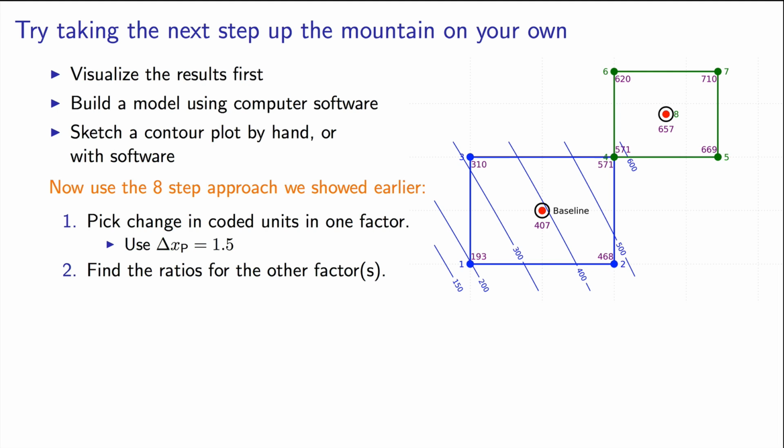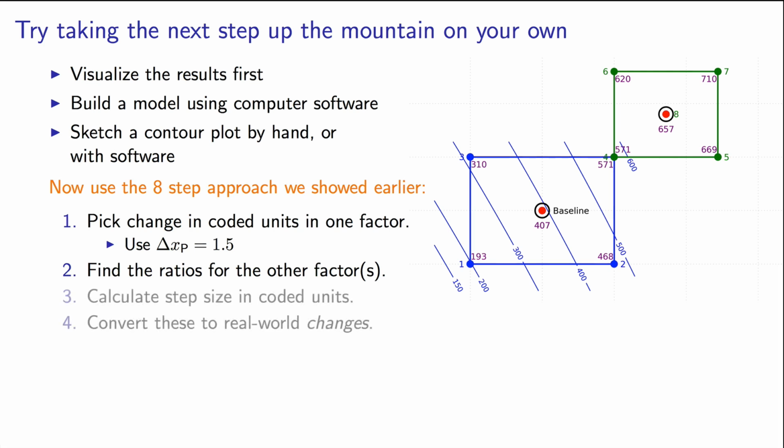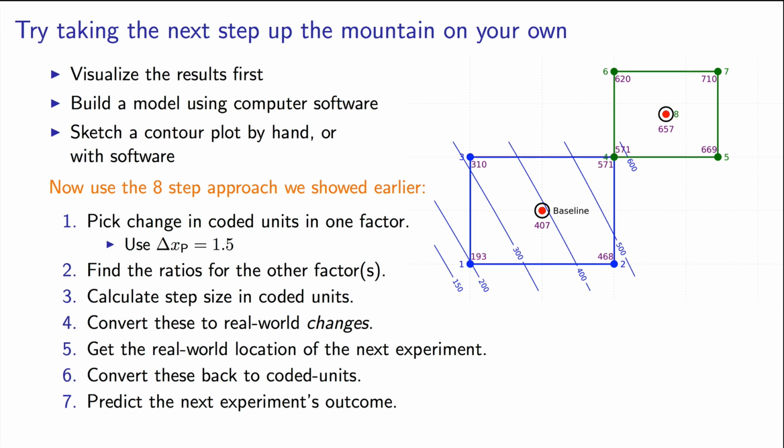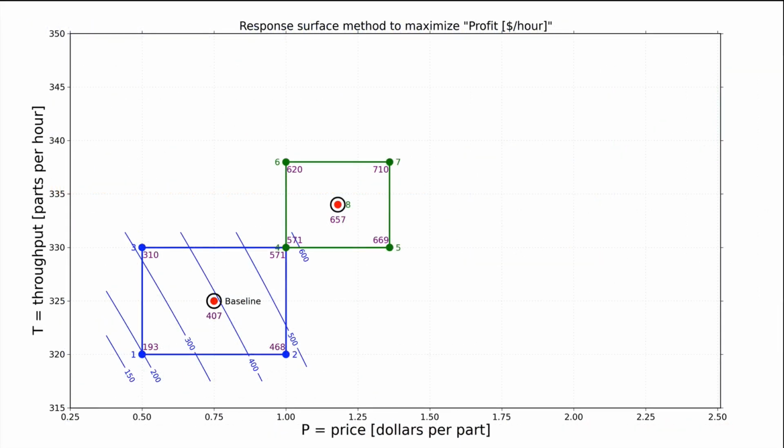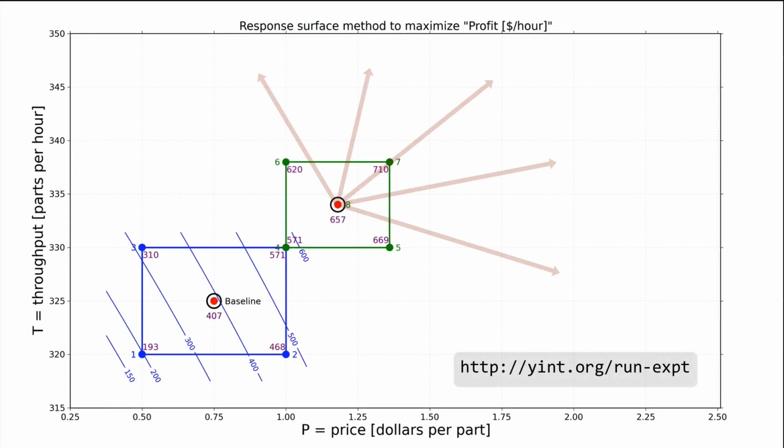But if you want to use a different delta xp, go ahead, give that a try. What do these delta xt and xp values correspond to in real-world units? Calculate what those are. Also predict what your next experiment's outcome is going to be. And finally, when you're ready to go run the experiment, go use this tool on the course website and run those experiments for yourself. If you're adventurous, go ahead and try climbing the rest of the mountain on your own.